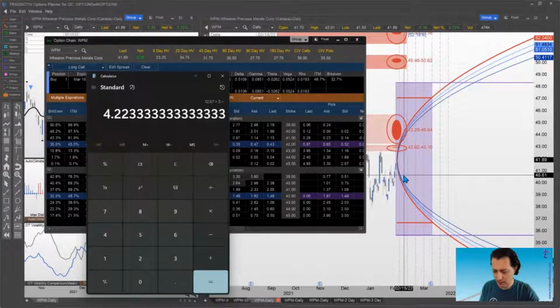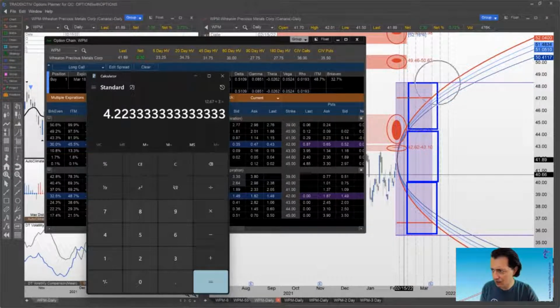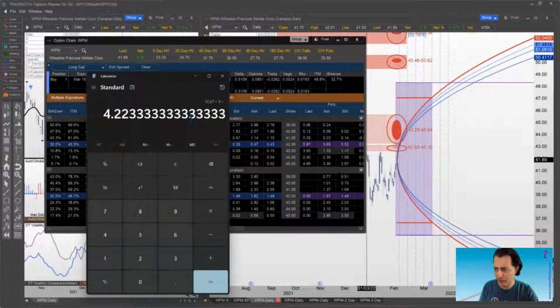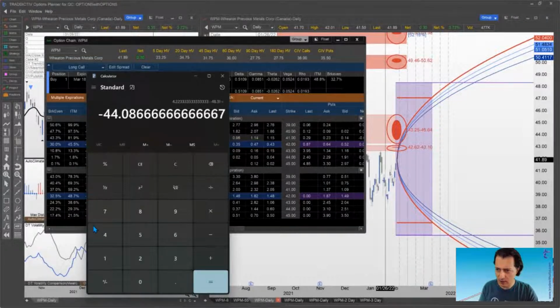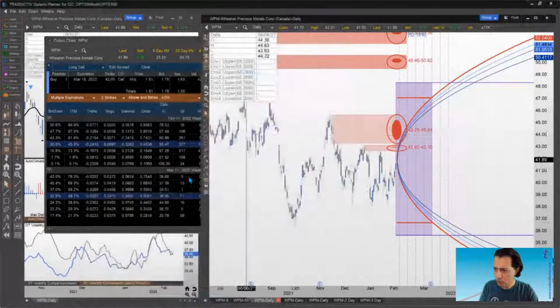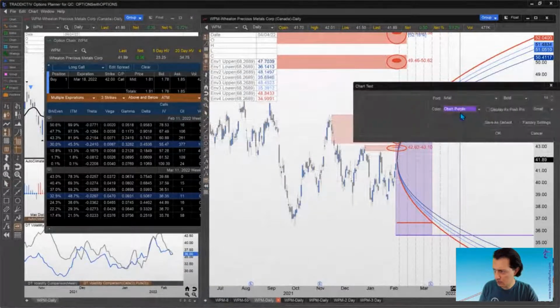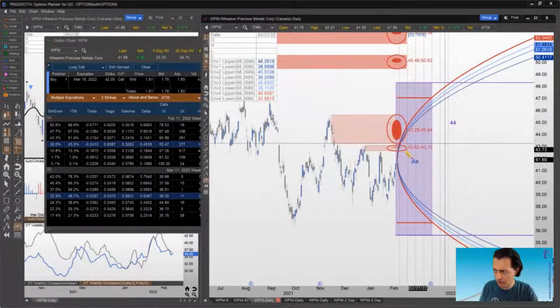So 4.2 would be the size of the bottom third, 4.2 would be the size of the middle third, and 4.2 would be the size of the upper third, assuming I drew that perfectly, you get my point. So if the top part is 48.31, that places the upper part around 44. So 44 would be the upper strike, assuming that exists on the option chain. For now, I'm just going to put it there.